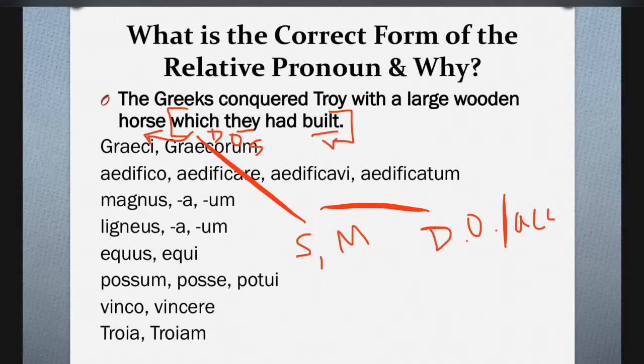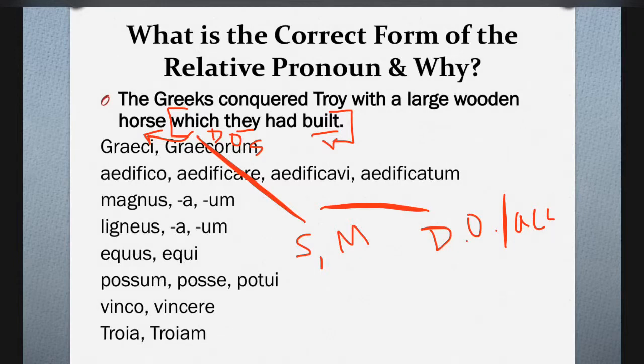When I look at the clause itself, I realize that the verb is "had built." I ask myself who had built something, and the answer is "they." Then I ask myself, what had they built? And the answer is a horse, or "which." And that's why "which" has to be the direct object and in the accusative case.